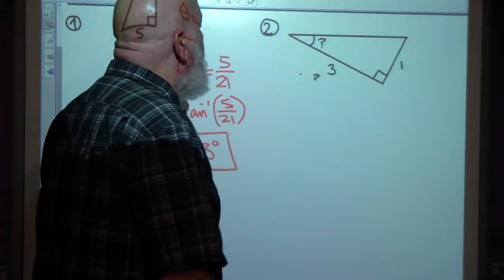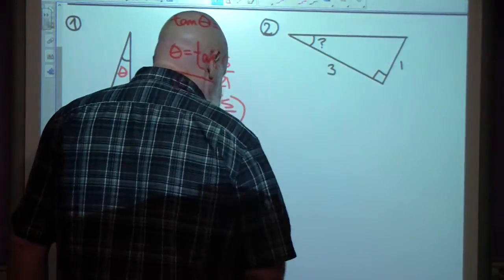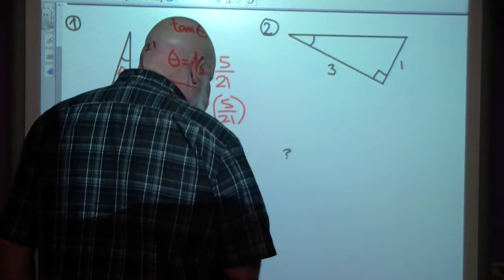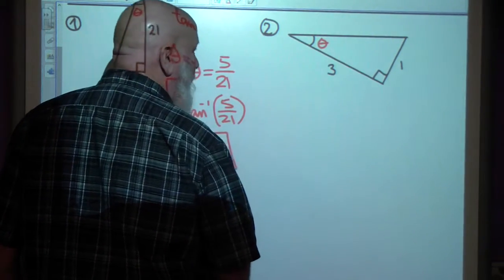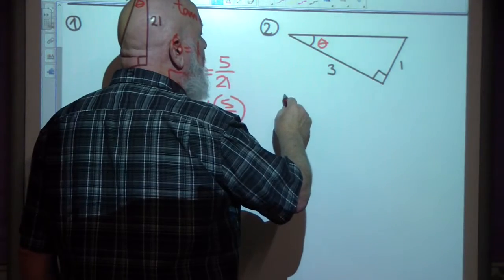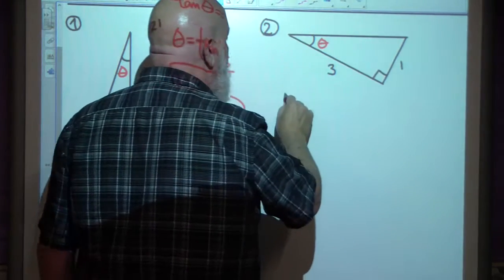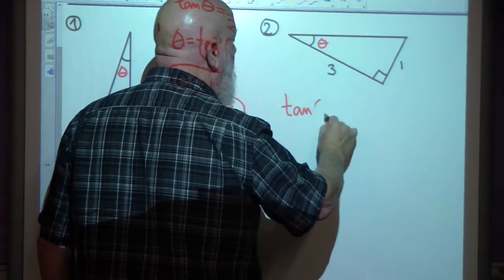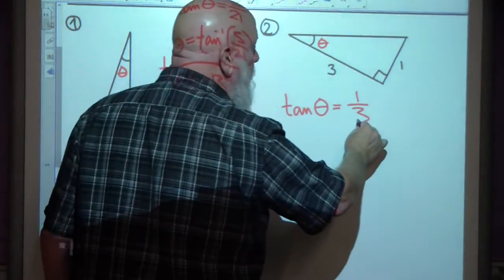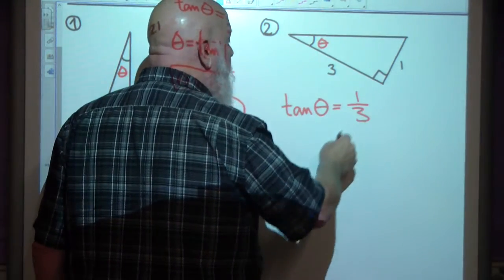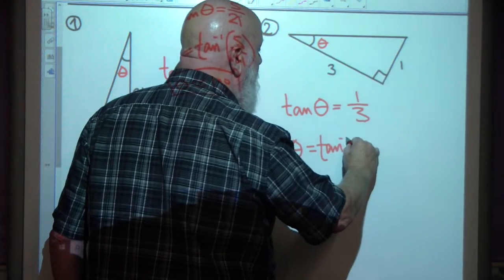Okay, let's take a look at this one. I'm looking at this angle this time. I'm going to call it theta just because I like to call it theta. But on your worksheet it'll say question marks. And I'm going to say, which function am I going to use? That looks like tangent again. The hypotenuse is unknown, so once again I'm going to use tangent. 1 over 3, the opposite over the adjacent. And if tangent of theta is equal to 1 over 3, then theta is equal to the inverse tangent of 1 over 3.